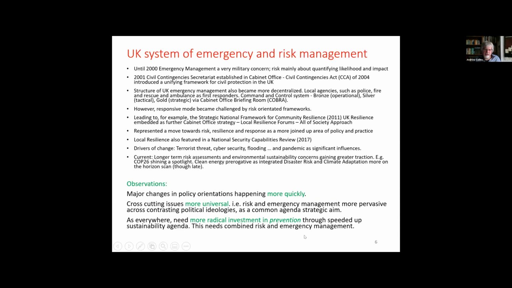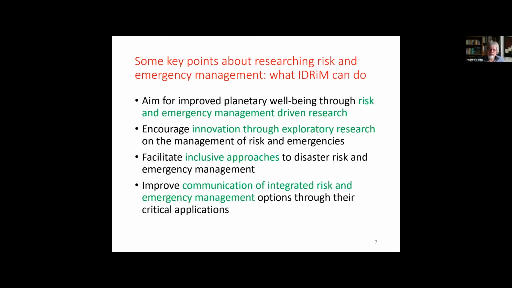My last slide is really just to say that there are key points about researching risk and emergency management that we can build on with this. The IDRiM Society, for example, would be very good to continue working in this way. Integrating things is quite a powerful approach. The aim for it is improved planetary well-being. Ultimately, risk and emergency management driven research can do that. I think we've got to encourage innovation through exploratory research, and be quite risky about our research, and see where we come up with new ideas always, hopefully, to take this forward.